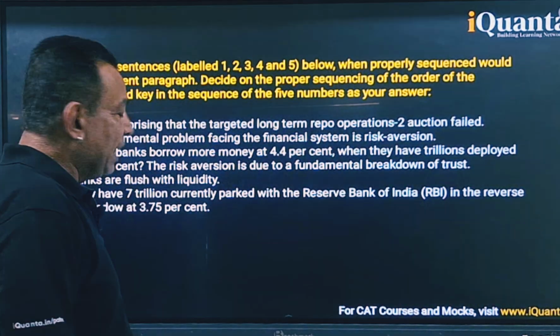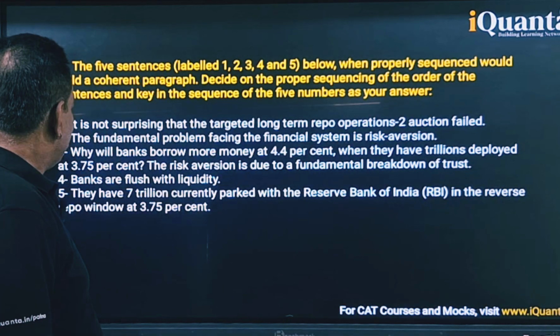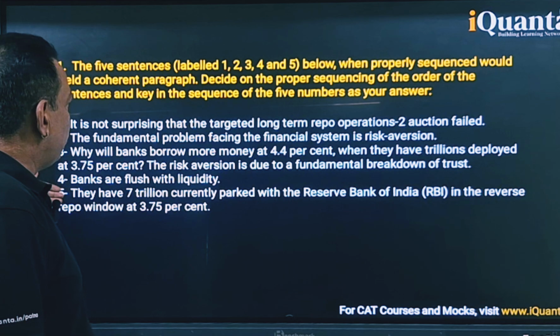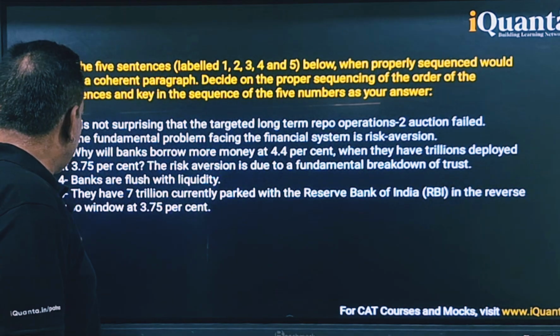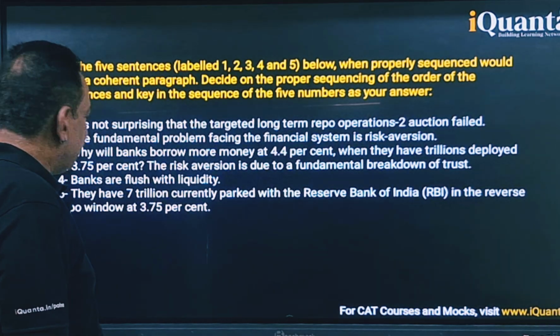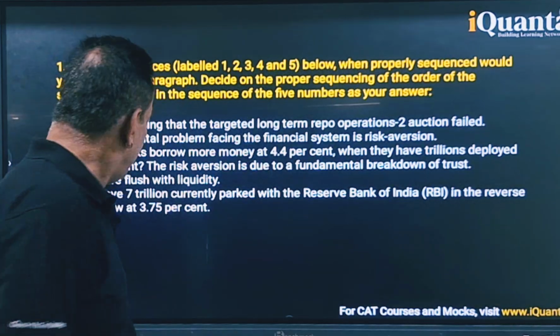So here the answer would be, the first sentence would be 2, the second one 4, third one 5, fourth one 1, and fifth one will be 3. So 2, 4, 5, 1, 3. That will be the answer. Let's move on to the next one.